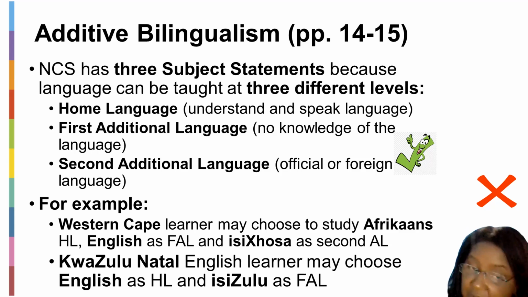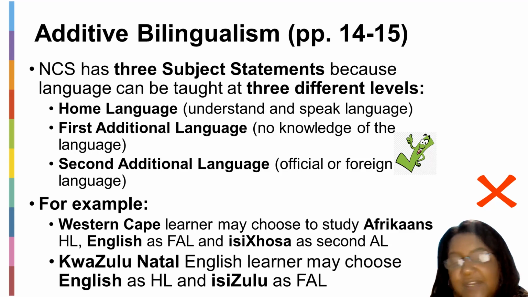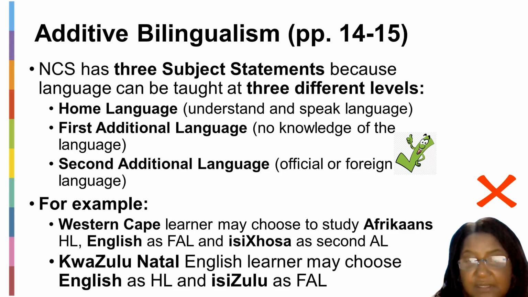Okay, in KwaZulu-Natal, however, learners may choose English as a home language and isiZulu as a first additional language, and they look at Afrikaans as a second additional language. Okay, so let's move on.